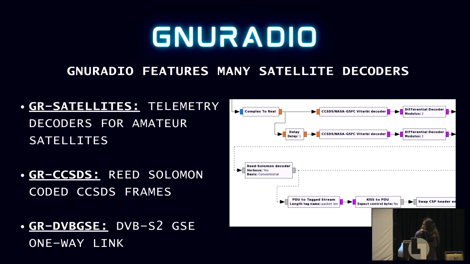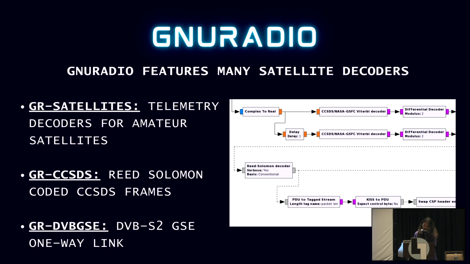Some plugins I would recommend you get for GNU Radio include GR satellites. This will provide telemetry decoding support for most amateur radio satellites. CCSDS supports Reed-Solomon coded CCSDS frames. I think it's about to be retired soon, but for the time being, it still works.